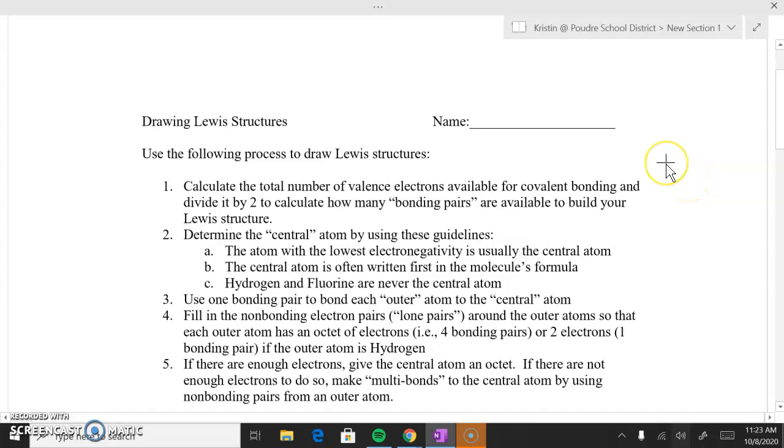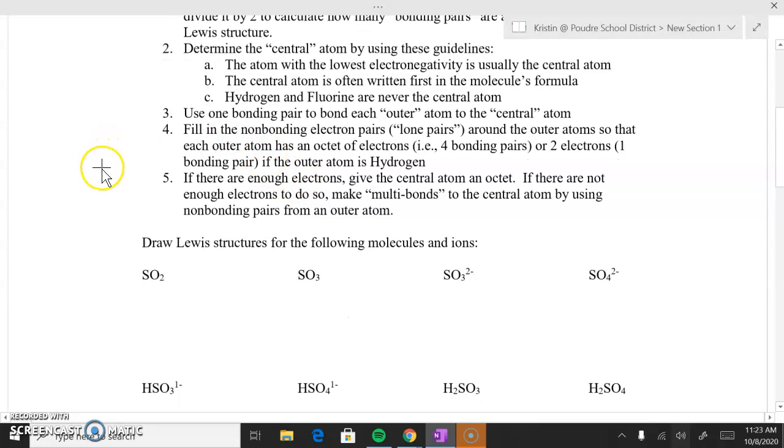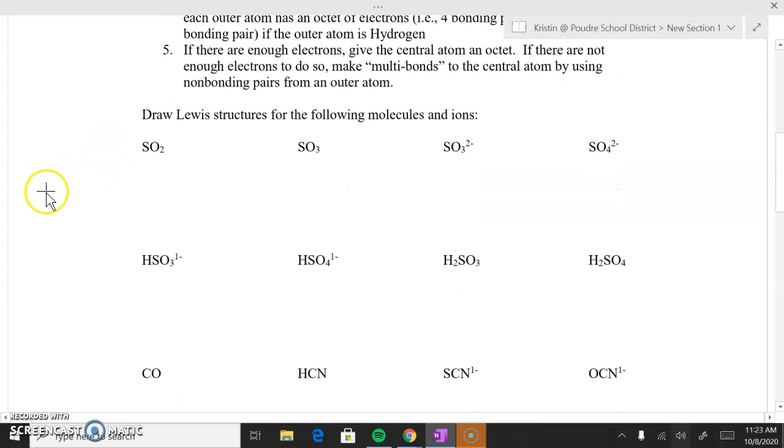Okay, so here's the practice worksheet that I'm going to have you guys work on. Up here at the top, it has all the instructions and the steps that we just talked about in the notes. So you can reference those as you're doing these examples. I'm going to do a couple different examples for us to make sure we have all the information that we need. And then it'll be your responsibility to draw the rest of the structures.